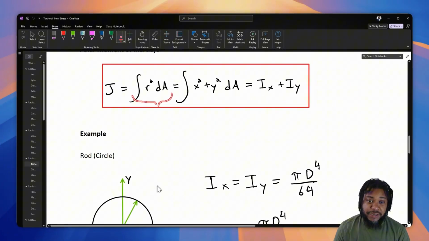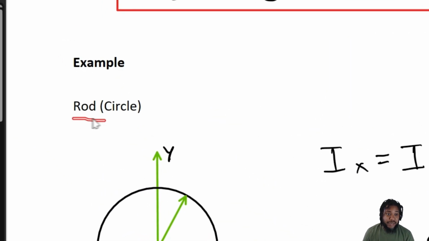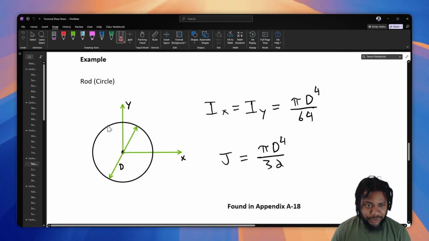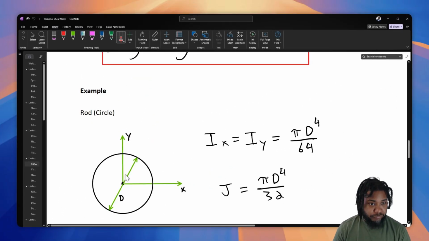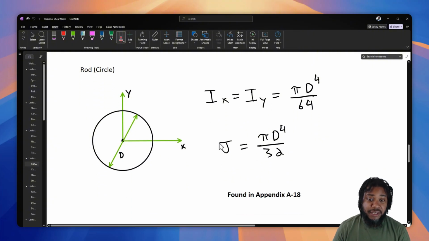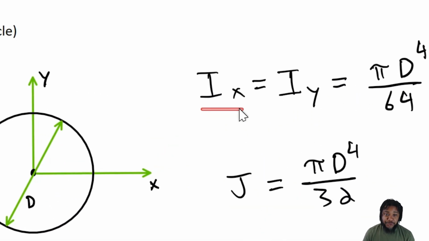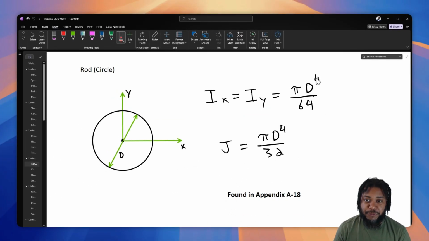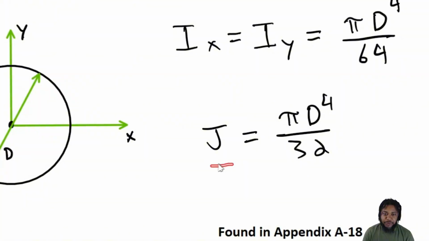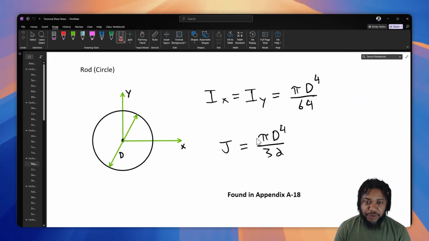So let's look at an example. An example here, we've got a circular cross section, all right? And it has a diameter of D. And we go to an appendix, and we find that the second moment of inertia with respect to x and y is equal to pi times that diameter to the power 4 divided by 64. Well, to get that polar moment of inertia, if we double this, or this plus itself again, then we find the polar moment of inertia, which is the same thing, but divided by 32, right?